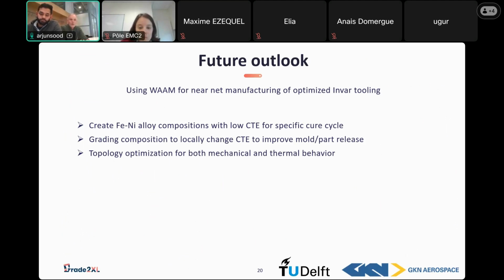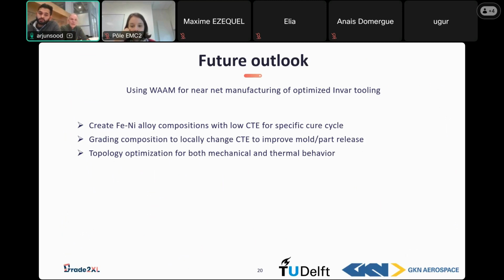You could also look at locally changing your composition, where you then locally change your thermal expansion behavior, which you can, for instance, use for geometries that need to be released easily from your mold. That is, you can let the mold, by expansion, open or close on specific locations.